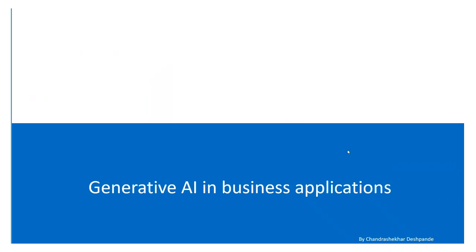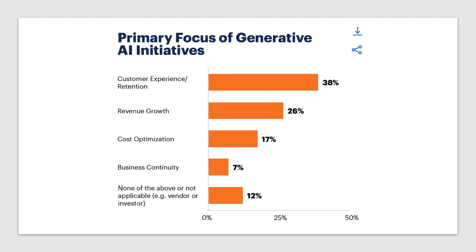So we have seen how we can use the custom data in our large language models to provide relevant, organization-specific, up-to-date information to the customers who are consuming the large language models in business applications. Now, let's understand what the use cases are, or where generative AI is used in business applications. We can use generative AI in different domains, in different industries, for various purposes.